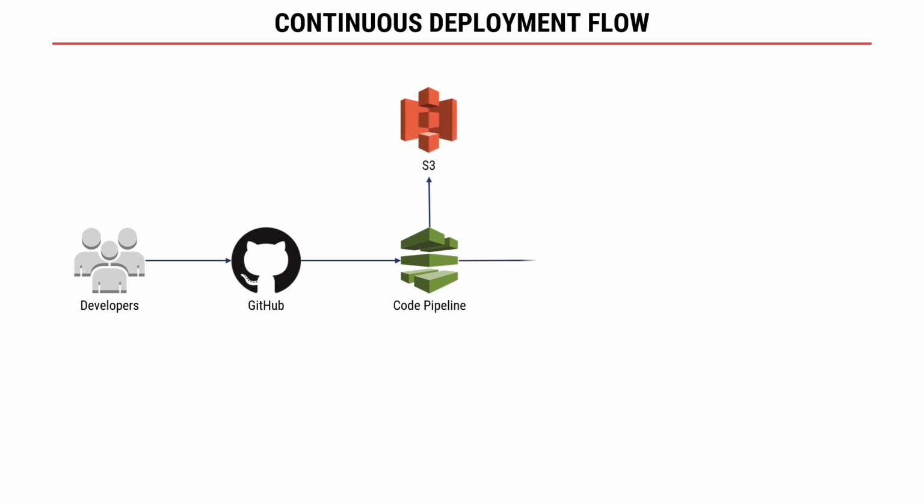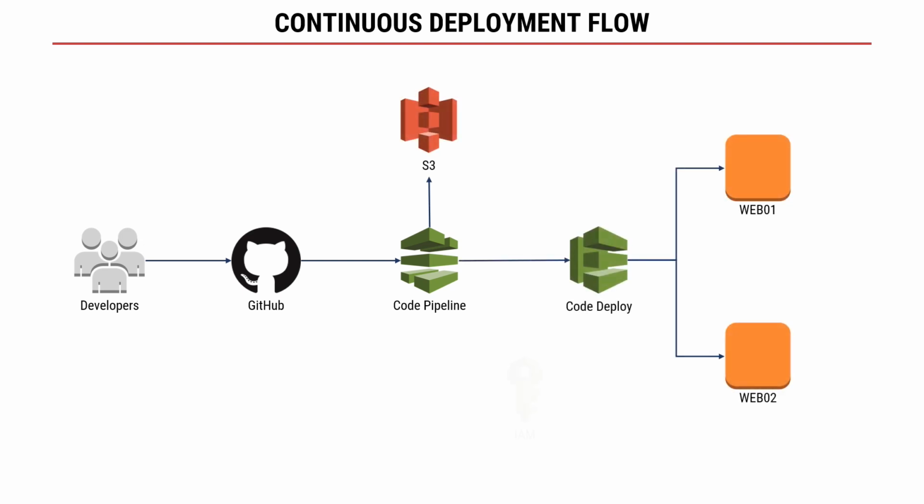Now let me show you the flow of our continuous deployment setup. First, the developers or the application team will make changes to the code and push the code to GitHub repo. And then this will trigger the CodePipeline, which pulls the code from GitHub and stores it in S3. Next, CodeDeploy application will be triggered using the source as input. And CodeDeploy will then deploy the code to the backend EC2 instances within the target group one at a time.